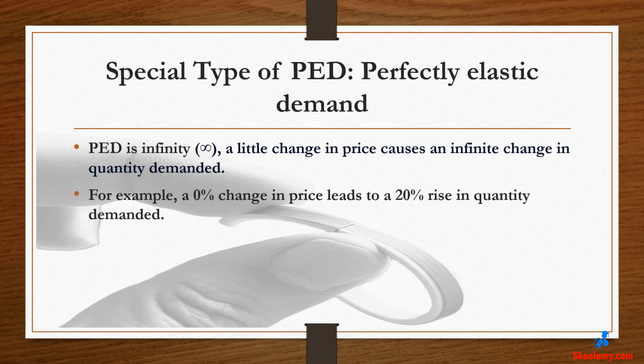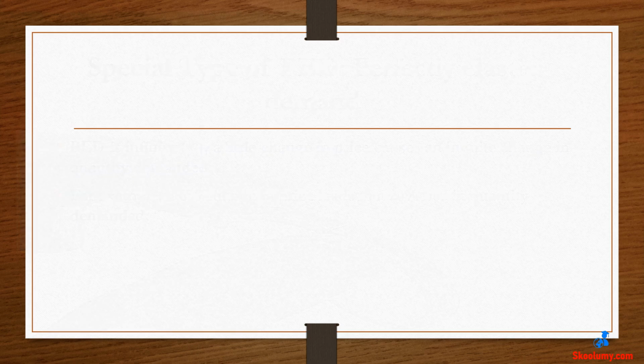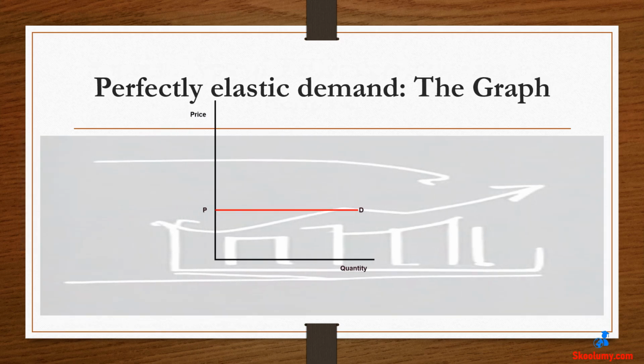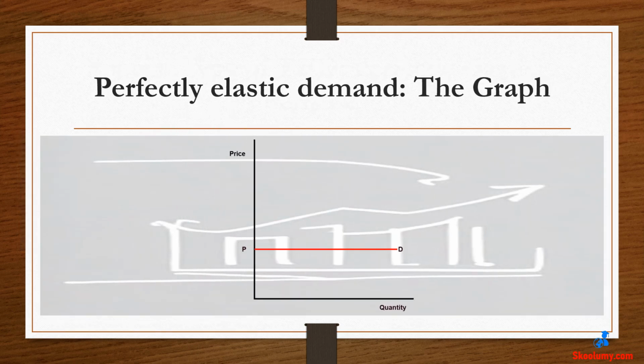The calculator will give an error message when a number is divided by 0. This means it is so much that it cannot be measured. If the price is reduced by, say, a cent, all the goods are bought up. But a little rise in price will make nobody buy the product. This type of demand is completely price responsive, thereby making the price unchanged. This is also referred to as infinitely elastic demand. The graph of this type of demand is a horizontal line. This is the graph of perfectly elastic demand.